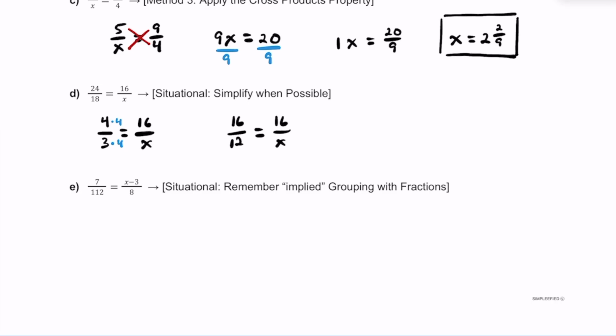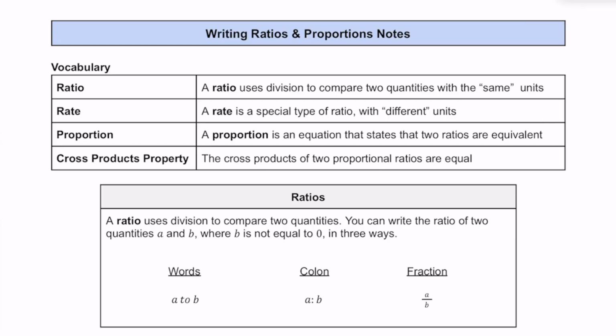Well, what does that mean? That means if 16 is equal to 16 on top, then x must be equal to 12 on the bottom here. So that would be the value of x that would make this proportion true. So simplifying first can definitely make your life a little bit easier.